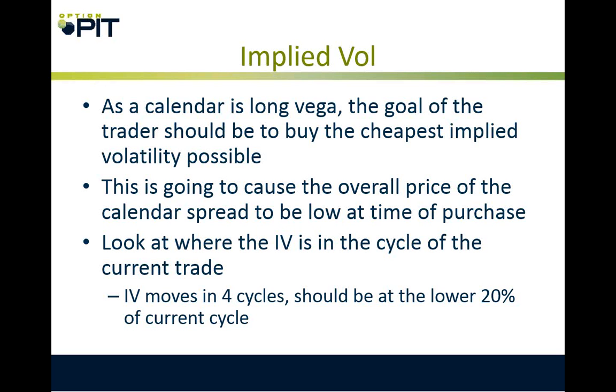All right. Look at where the IV is in the cycle of the current trade. So think about the overall market, right? Because if the VIX is at 50 or the VIX is at 14, calendars in names like even Coca-Cola will be priced differently, and what is inexpensive or cheap will be different than when the VIX is at 14. It's just a natural part.